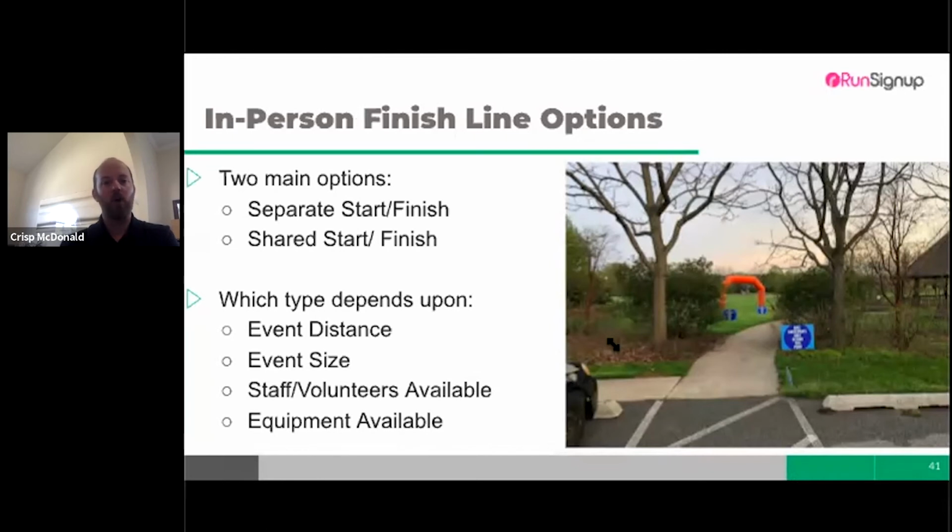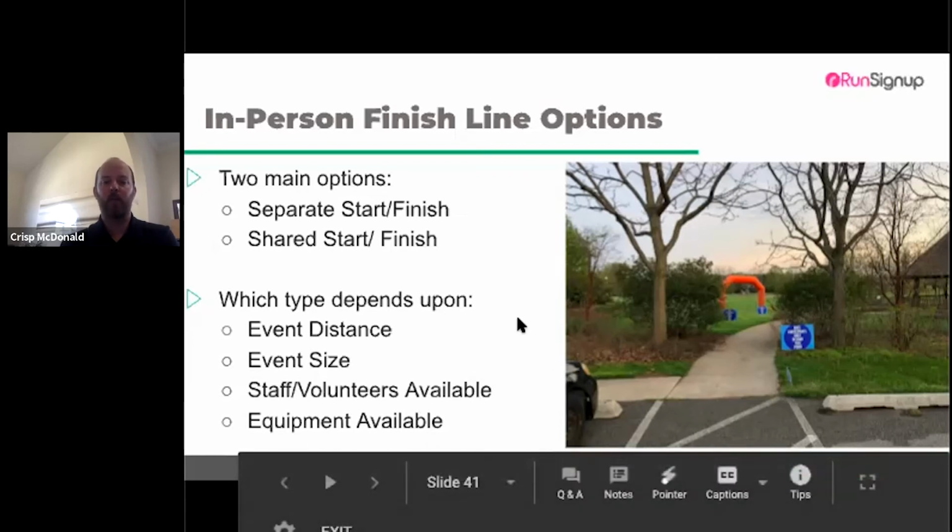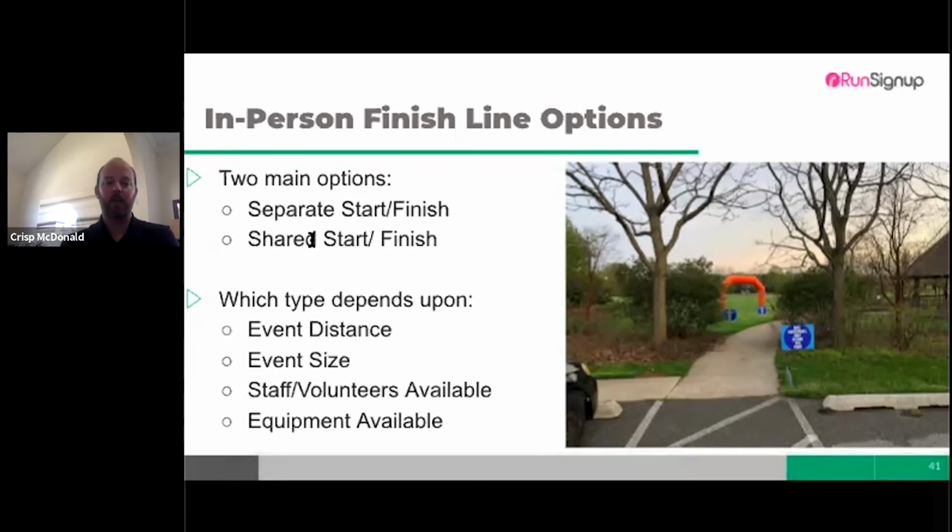For longer courses or longer distance races like halves and fulls, it's less of an issue because you have more time before that first finisher. 5Ks and 10Ks, not so much. So if you have a lot of people or you have a shorter event, you're going to be looking at shared start finishes. Again, I would just start doing the math well in advance, plan ahead, and make sure you're not going to have any of that crossover.